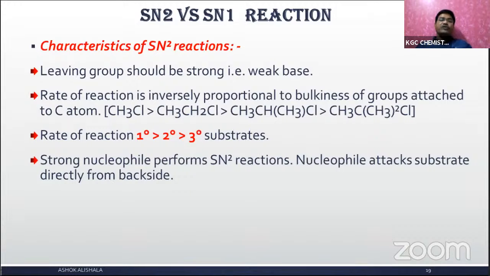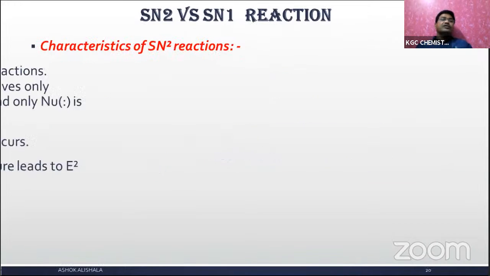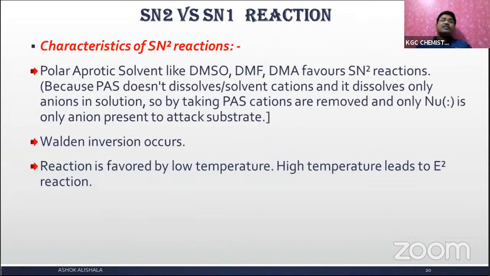Strong nucleophile performs SN2 reactions. Nucleophile attacks the substrate directly from the backside. Polar aprotic solvents like DMSO, DMF, DMA favor SN2 reactions. That is dimethyl sulfoxide, dimethyl formamide, dimethyl acetamide. Because a polar aprotic solvent does not solvate cations, and it dissolves only anions in solution. So by taking a polar aprotic solvent, cations are removed and only the nucleophile, the anion, is present to attack the substrate.